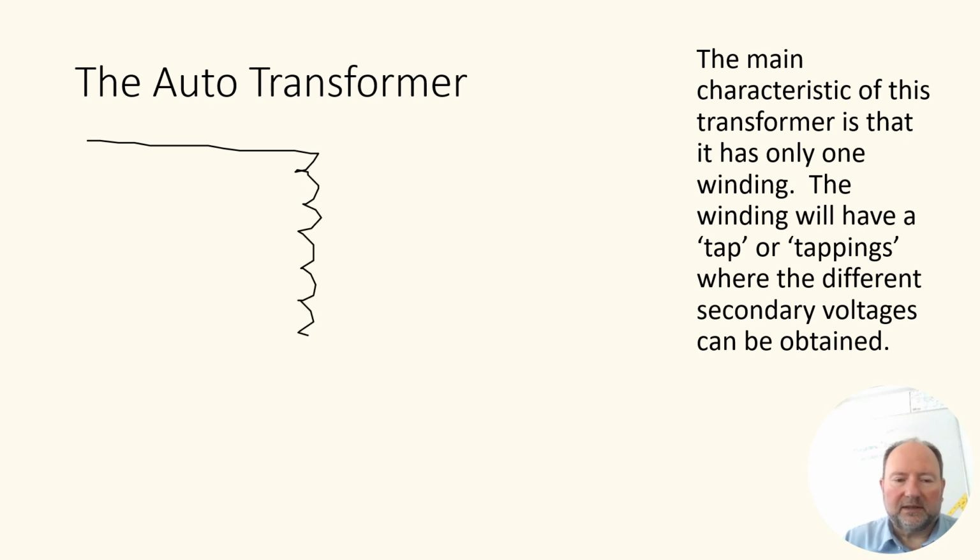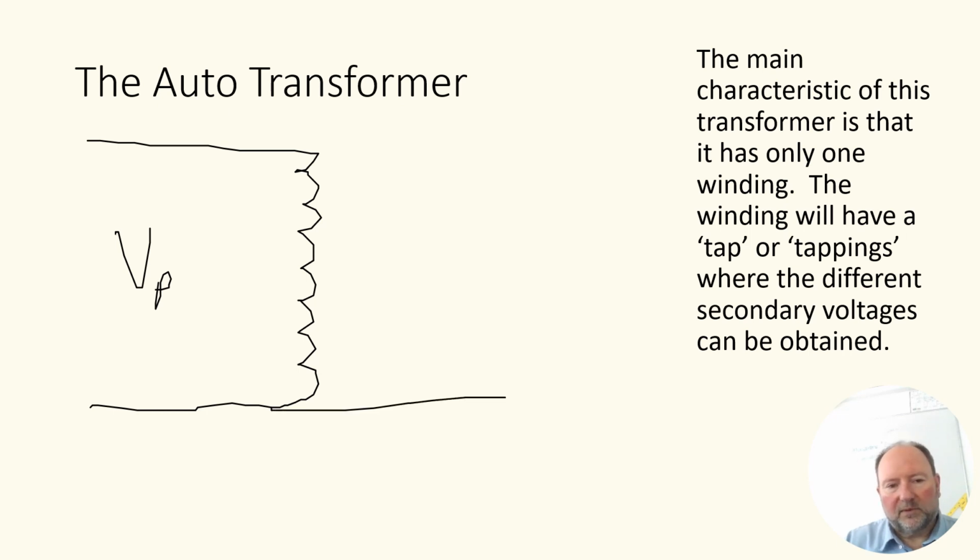You represent the winding in something like that, like a coil. I know it's badly drawn, but on my trackpad it's quite difficult. That then becomes your primary winding, for which you'll give it the primary voltage. And then for your secondary winding, you'll have one common connection, which can come off any number of tappings. So this is where your secondary voltage would appear, which is Vs.